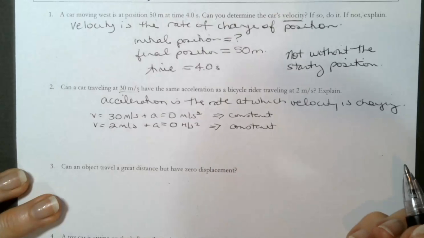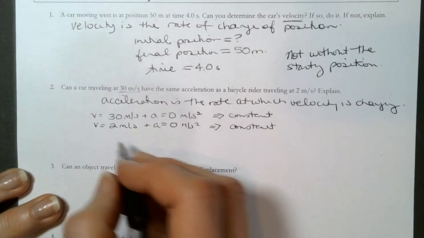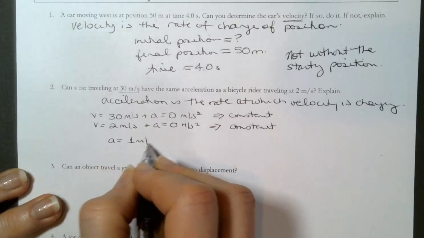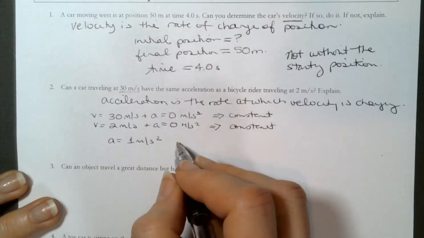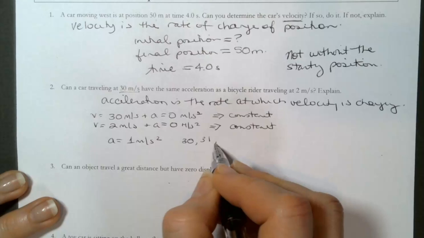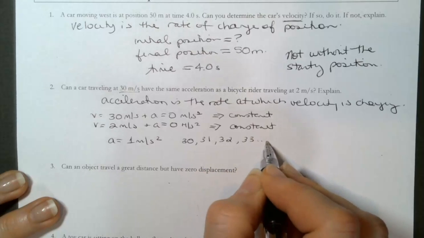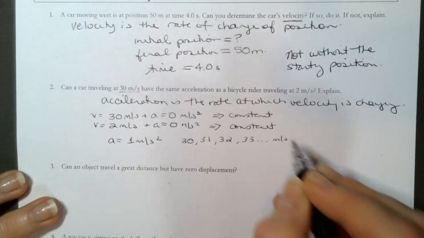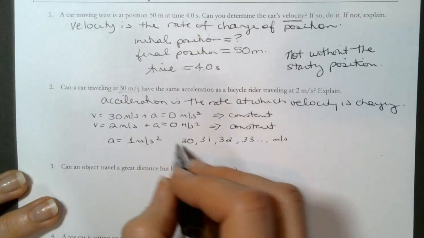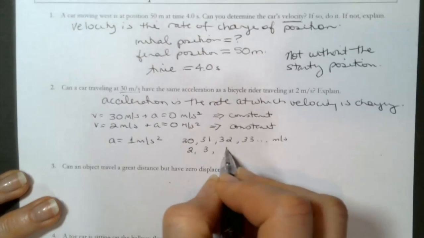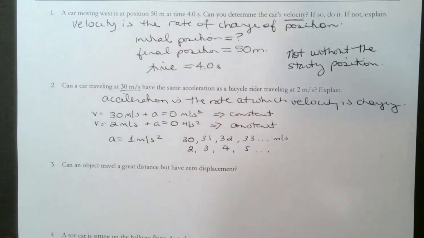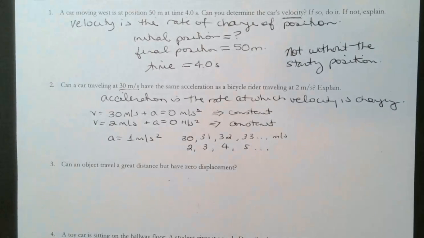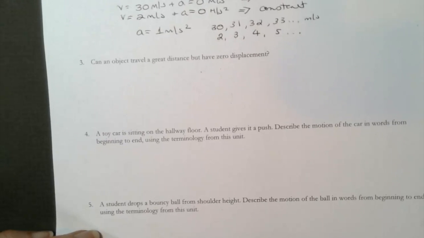So the answer is yes, but it could also have an acceleration of 1 meter per second squared, because that would mean the car, starting at 30, would then be going 31, 32, 33, etc., meters per second over time. The bicycle rider would start at 2, then go to 3, then 4, then 5. That's how its velocity would change. So yes, absolutely, they can have the same acceleration.